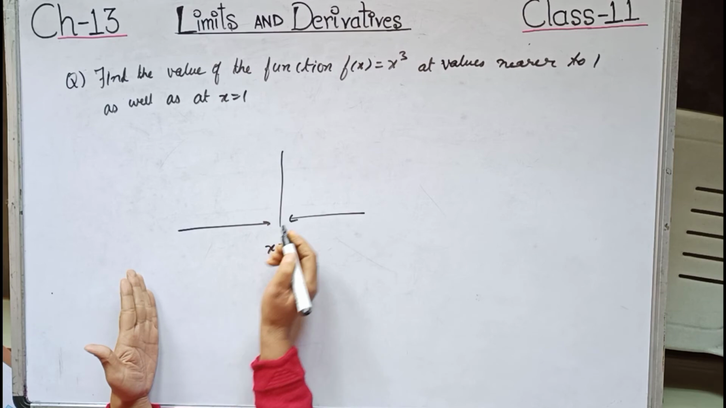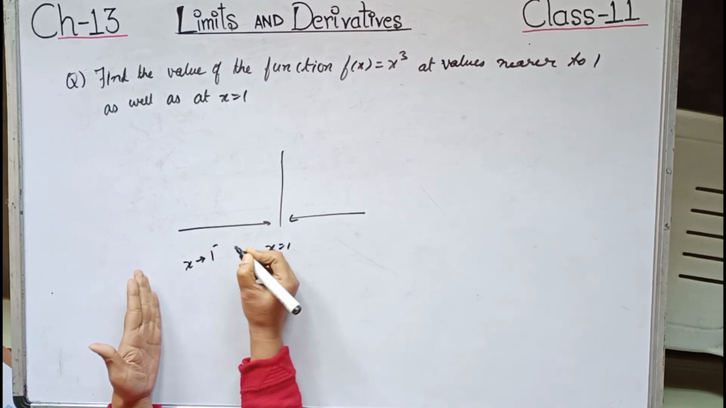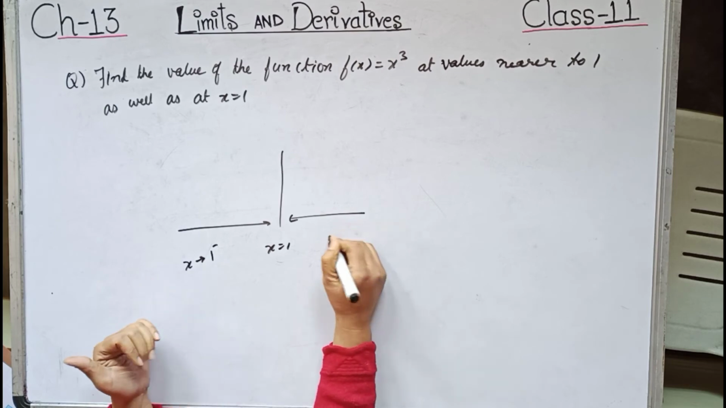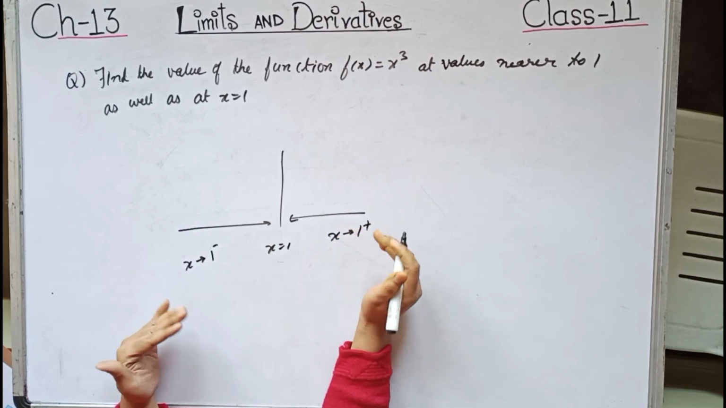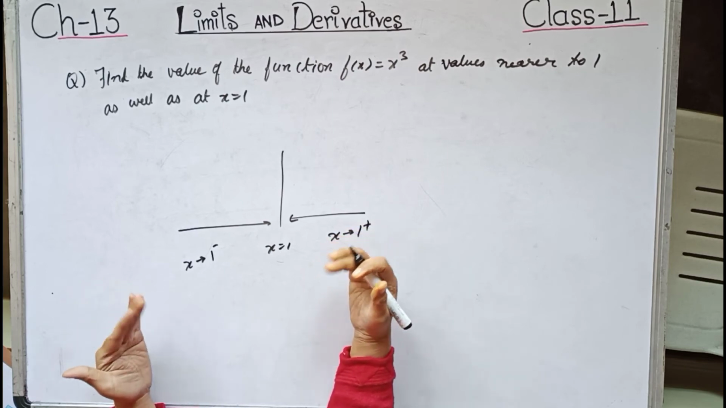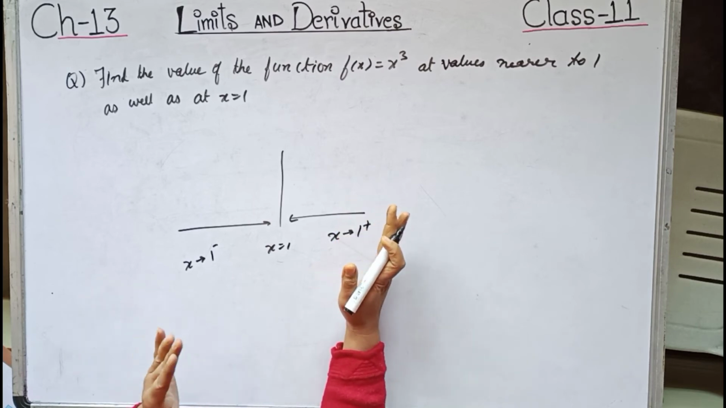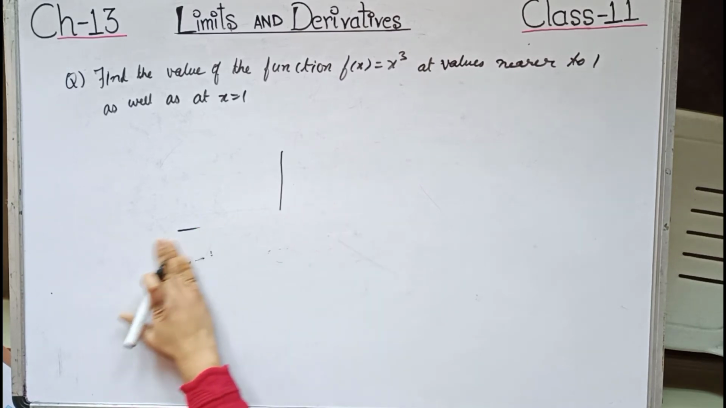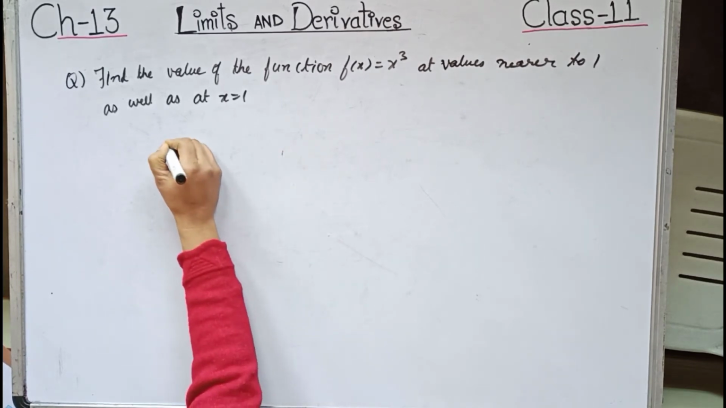Now less than 1, if we take, we will be writing x tending to 1 minus, and more than 1 we will be writing x tending to 1 plus, means we are taking more than 1 a bit, and that value is taken as small as possible, means just nearer to 1. x is equals to 1 over here. Now let us make a table for that.